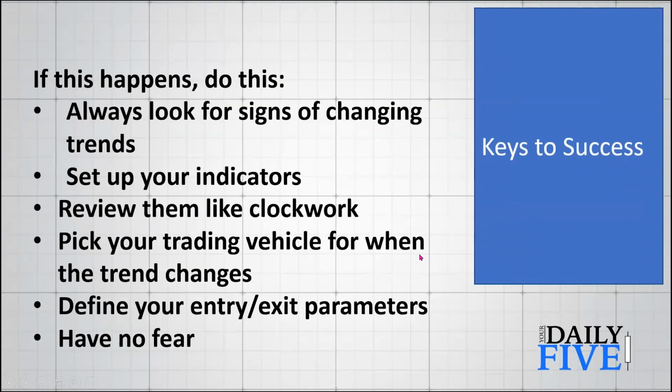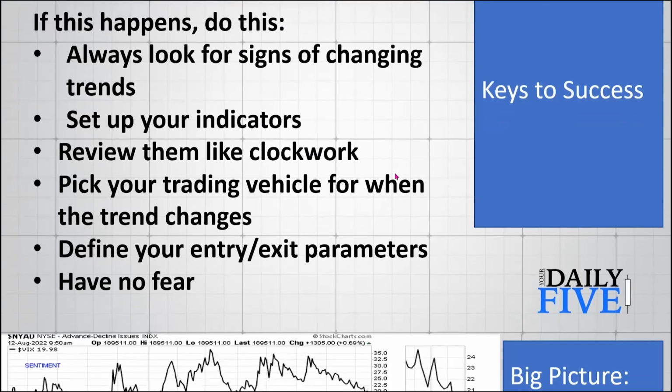Now, what we want to do is shape our thinking patterns by this very simple phrase: if this happens, do this. If you think about this market in that way, you're going to be able to get better organized. So these are the keys to success when you start with if this happens, do this. All right. You always look for signs of changing trends. You always set up your indicators. You review them like clockwork every day, every hour, whatever your time frame is. You pick your trading vehicle for when the trend changes. Then you define your entry and exit parameters, and above all, have no fear, because if your indicators are good, you're going to make some money.